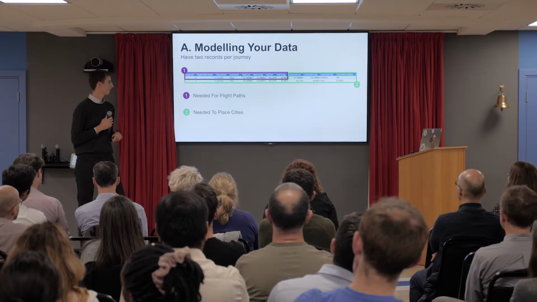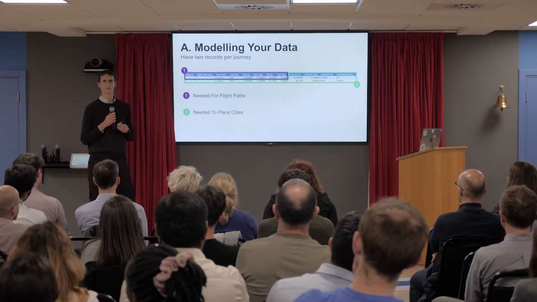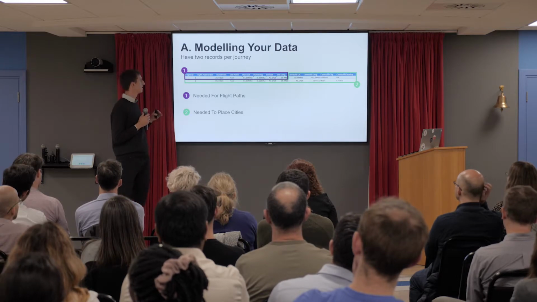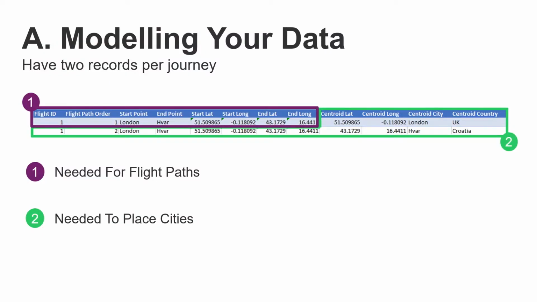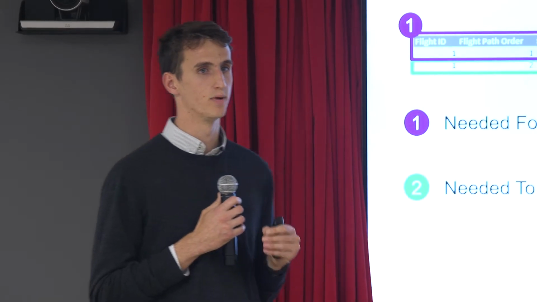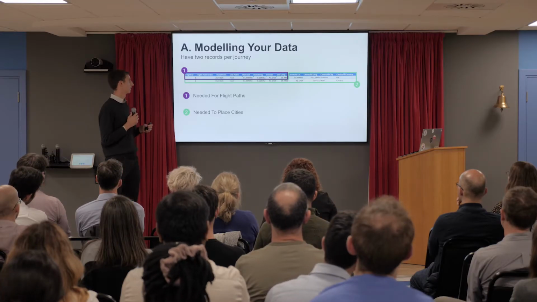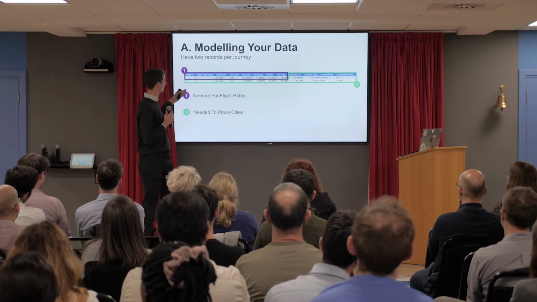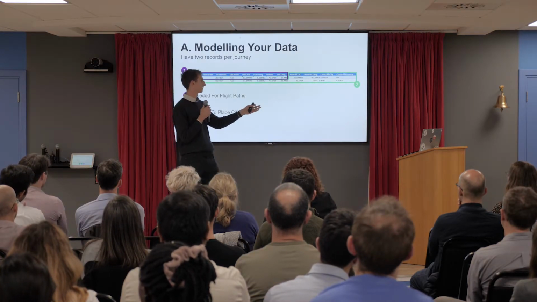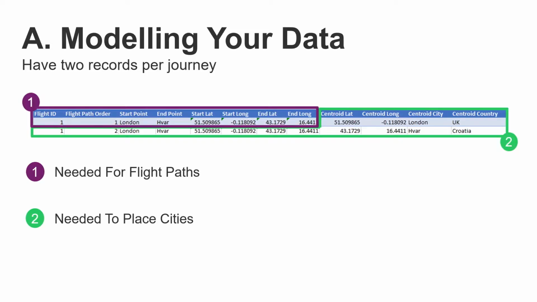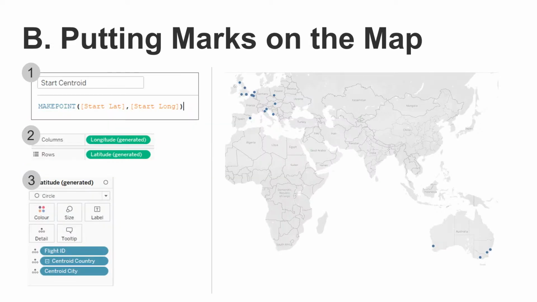So modeling your data, it might be quite hard to see from the back, so I'll just speak through it. In order to create the flight paths, you need where you're starting from. So you need the latitude and the longitude of where you're starting from, and also the end latitude and longitude. And that will let you create your flight paths. But then I don't know if you saw on my viz, I had little dots for the cities. So to do that, you actually need to replicate your data and then add in this centroid latitude and longitude bit here. And I'll get into that in a second. So that's the modeling of your data.